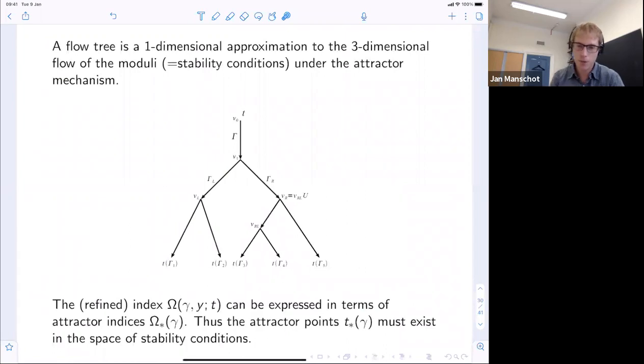So if you would follow the flow straight to a single black hole with the total charge, sorry, I changed to capital values for gamma here. Then on this side of the wall there will be no bound state, or this composition will be unstable, and on this side of the wall it will be stable. Okay. Are there any questions so far about flow trees?